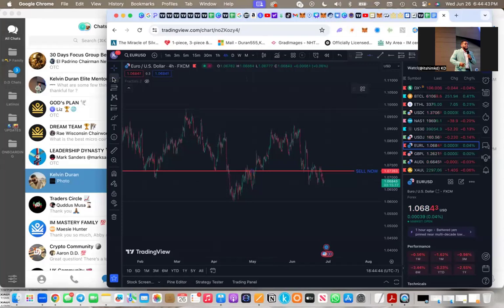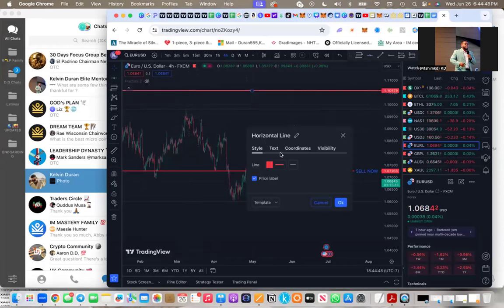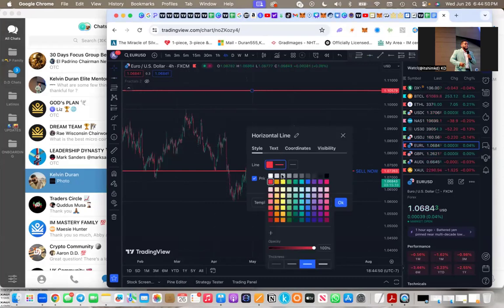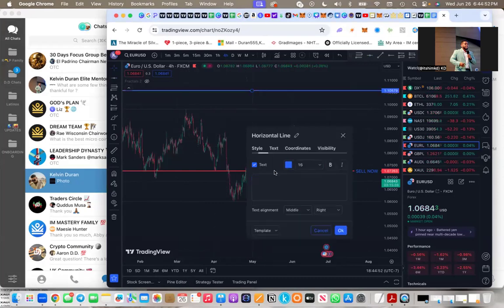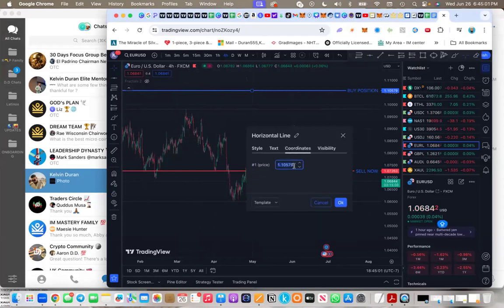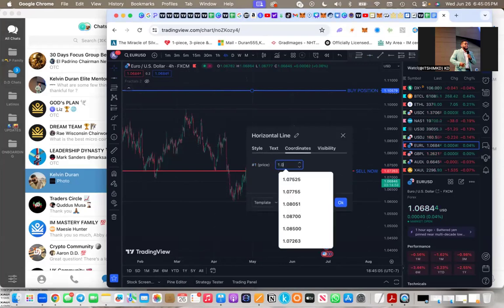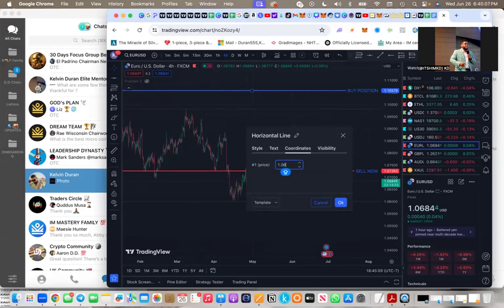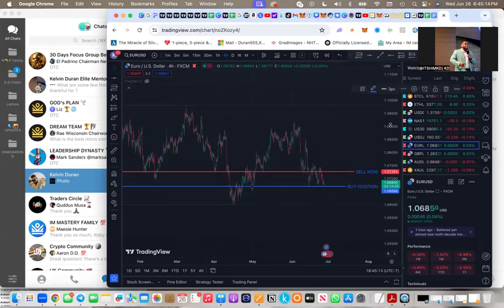Boom. So I come here to TradingView. I grab a horizontal line. I dump it anywhere. Click on it. Double click. Style, he has it blue. So I'm gonna mark mine blue. It says buy position, so I'm gonna mark that up. Buy position. The numbers are 1.06698. He said that he's buying it. Okay, perfect. There you go.